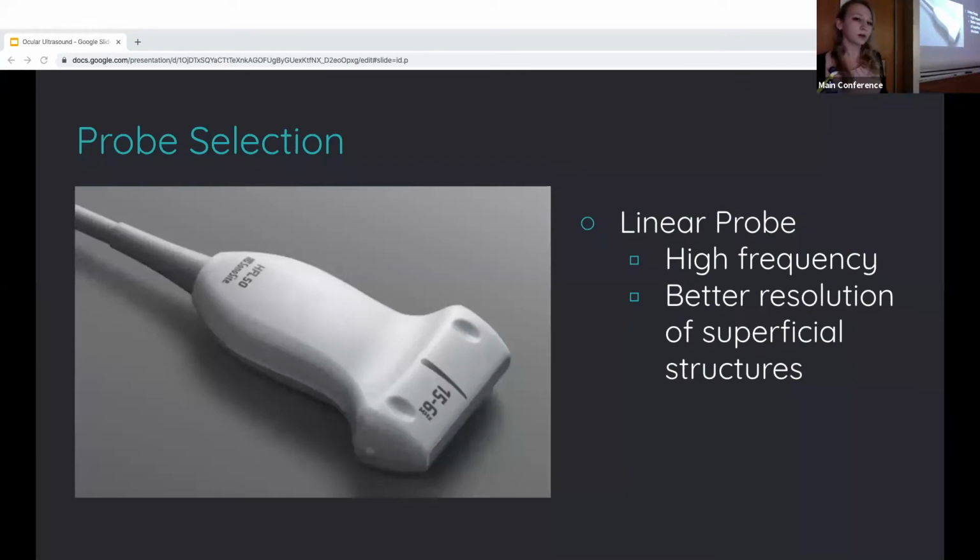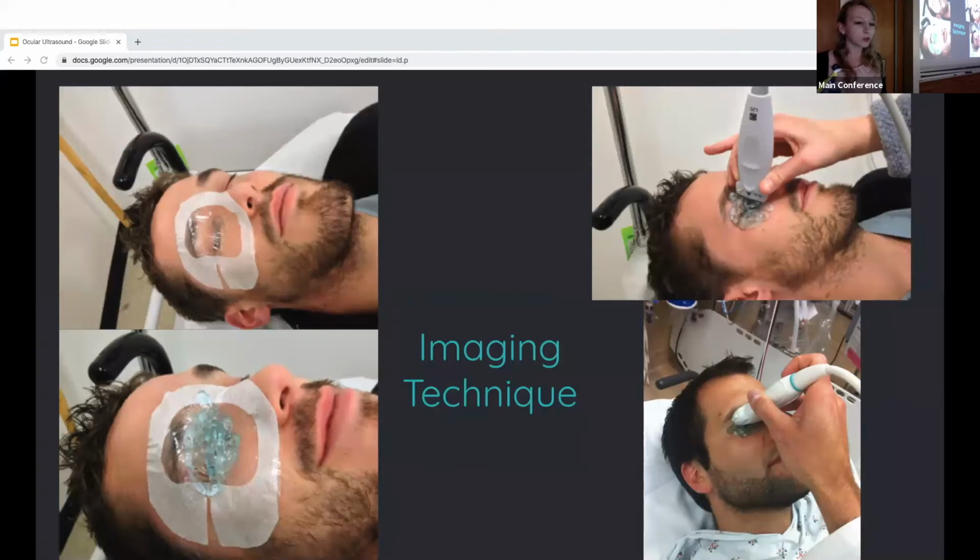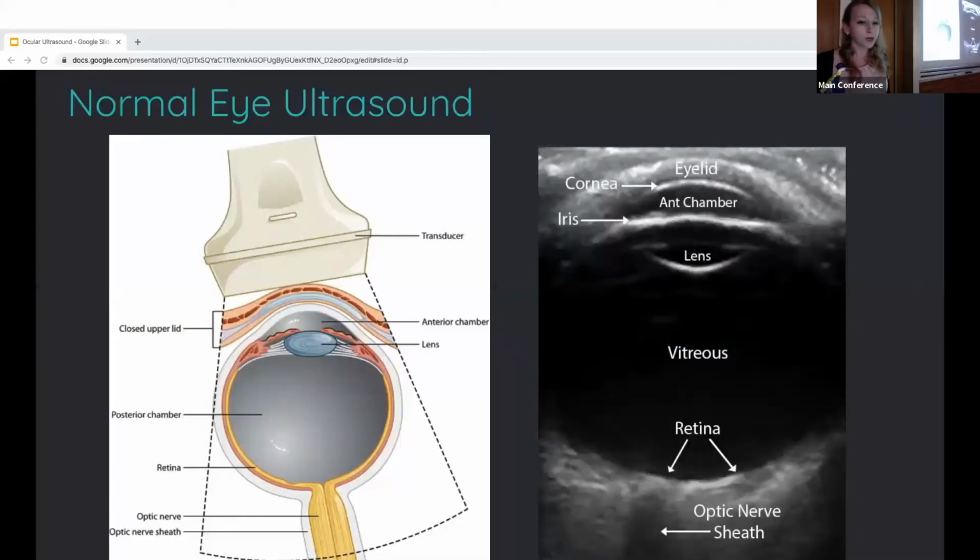So when you're doing ocular ultrasound, you want to use the linear probe. It's high frequency. It lets you see better resolution of the superficial structures. Like Manisha kind of mentioned earlier, you want to use a lot of gel. So in order to keep things less messy, you want to generally put a Tegaderm over the patient's eye, and then try to apply the gel on top of that. And then you want to apply basically no pressure, because you don't want to distort your images and cause pain to the patient.